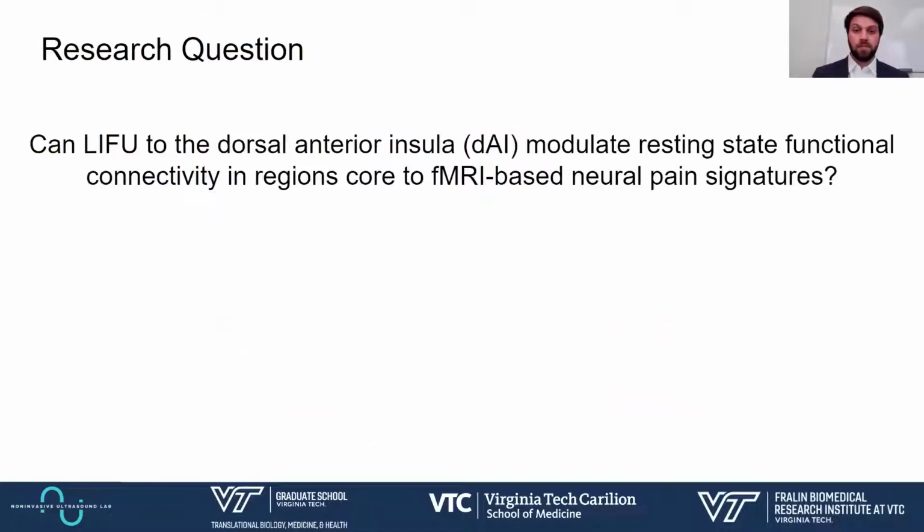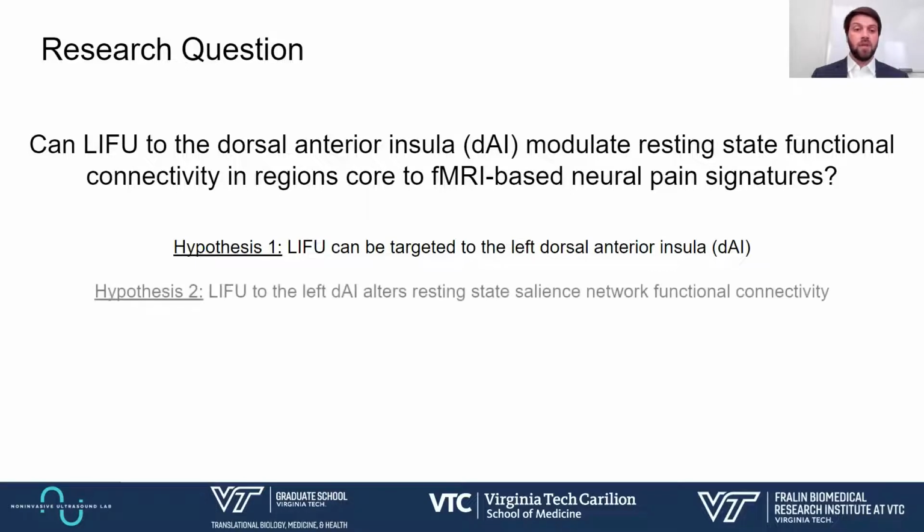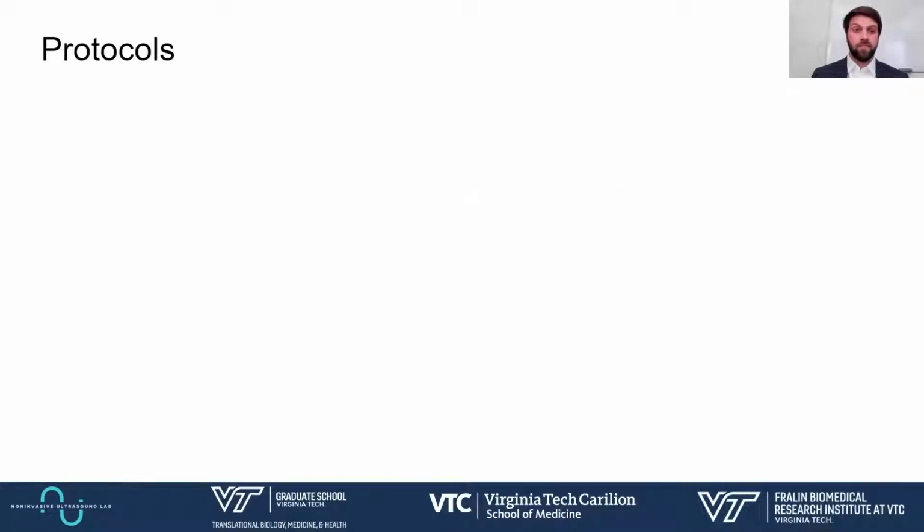So, can LIFU to the dorsal anterior insula, or DAI, modulate resting state functional connectivity in regions core to fMRI-based neural pain signatures? Our first hypothesis is that LIFU can be targeted to the left DAI, and our second hypothesis is LIFU to the left DAI alters resting state salience network functional connectivity.